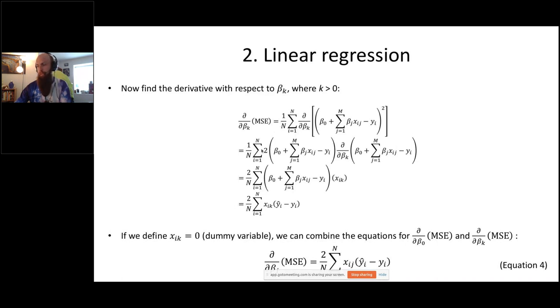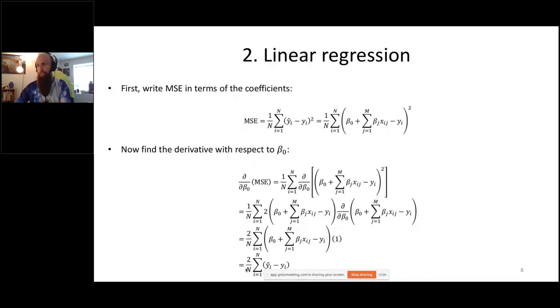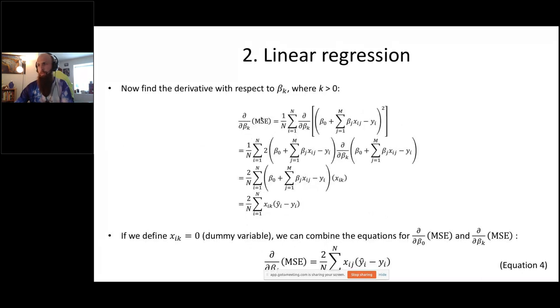And what you end up finding is, so there's this last line here, this is the result of the derivation. So the derivative of MSE with respect to beta naught is just 2 over n times the sum of the differences between the predicted and real value. And then for beta subscript k, the kth coefficient, the derivative of mean squared error with respect to beta sub k is 2 over n times the sum of the differences between the predicted and the actual times the predictor value as well. So if this predictor variable is temperature, for example, then x subscript ik will be temperature for the ith example. So you just have an extra multiplicative factor in here.